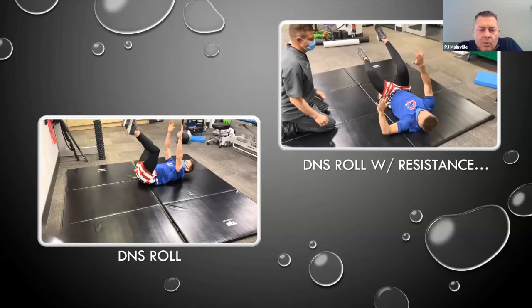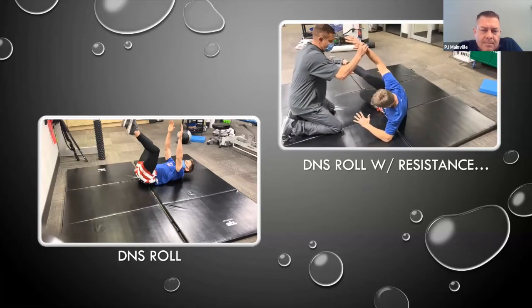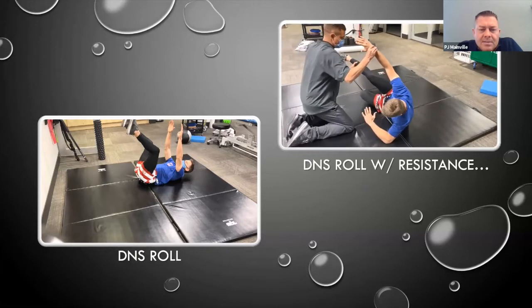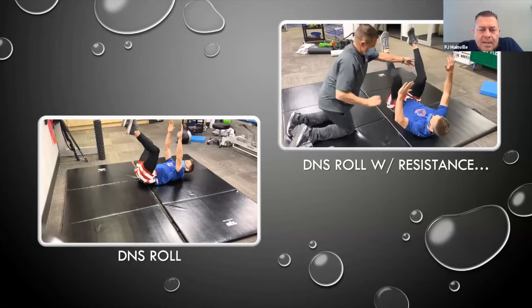The DNS roll with the resistance, this is another staple we've been using as of late, putting them in the same position and counting them down 5 seconds where they've got to maintain that eccentric control. And we'll do that both left and right.